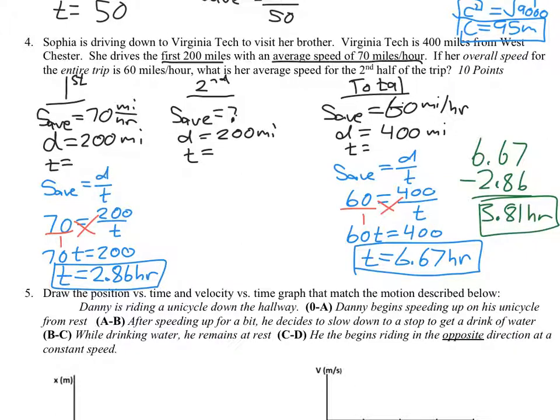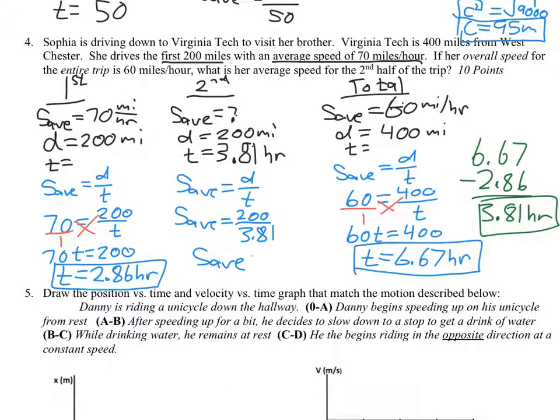Once I have that, I can go ahead and substitute that in, and I can solve for the average speed here for the second part, which is just going to be the distance of 200 divided by that time that I just found, 3.81. And so I end up getting an average speed here of 52.5 miles per hour. That ends up being my final answer here, the average speed for the second half of the trip.